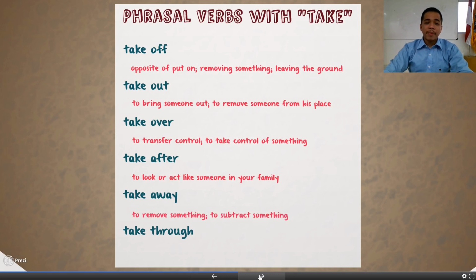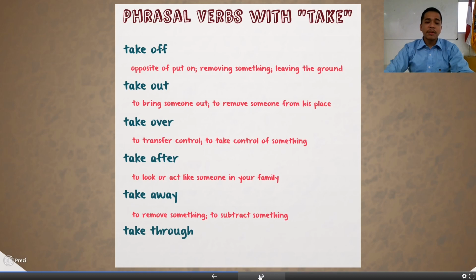Next, take away. Now, take away means to remove something or to subtract something. Like, the teacher came up to me and took away my toy.